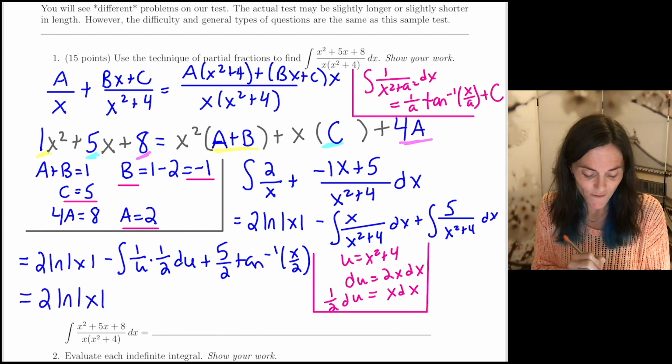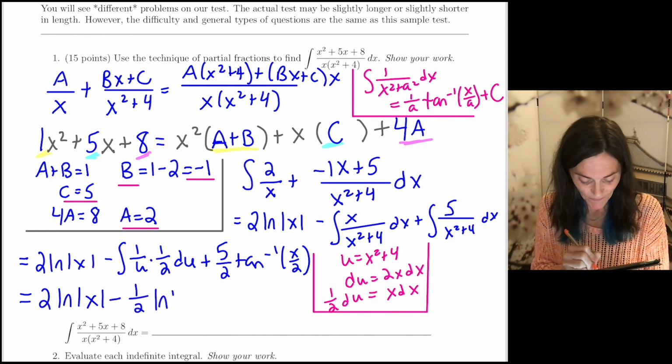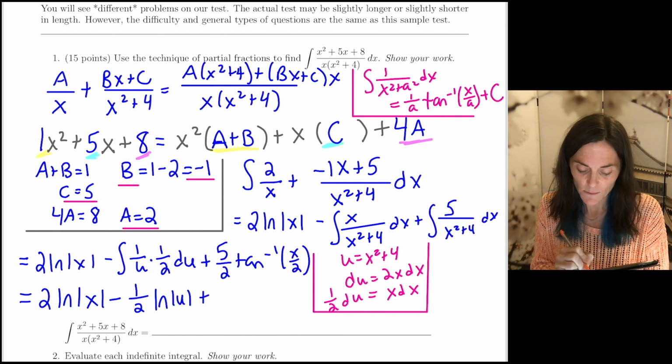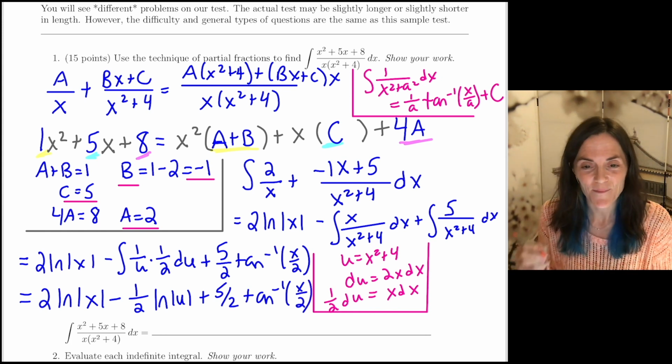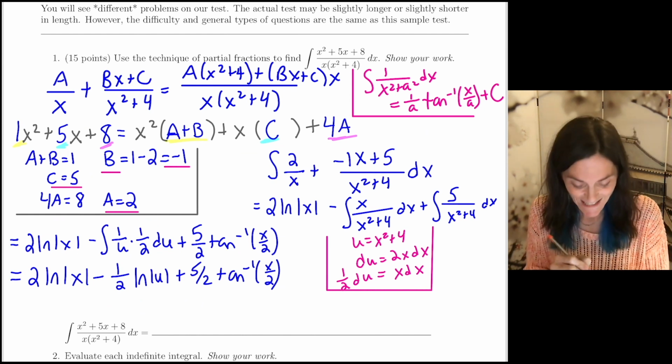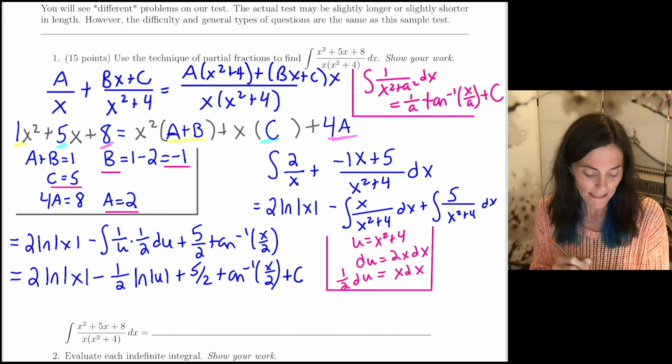2 ln absolute value of x. Then I integrate with respect to u. And these parts I am still copying. 5 over 2 tan inverse of x over 2. Now let me move some things and I can put my final answer. Now my space is better. There is a plus c here, but my final step is I just go back to x.